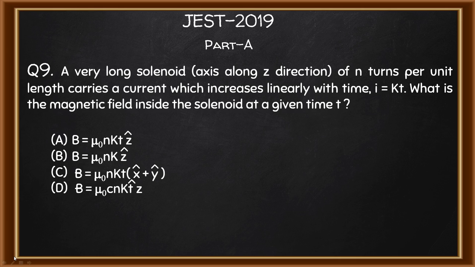So the question is, a very long solenoid, the axis is along the z direction, with n number of turns per unit length, carries a current which increases linearly with time, I is equal to kt. We need to find out what is the magnetic field inside the solenoid at a given time t. And here basically we need to find out the magnitude as well as the direction.